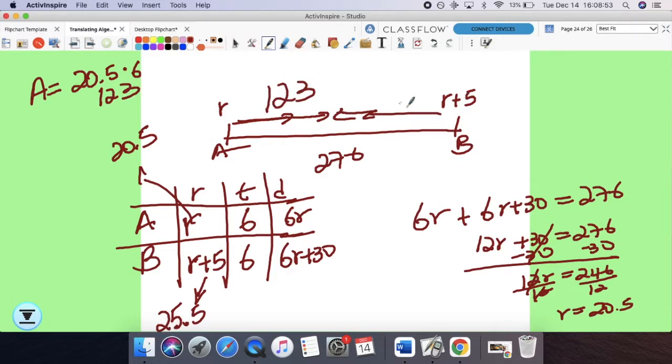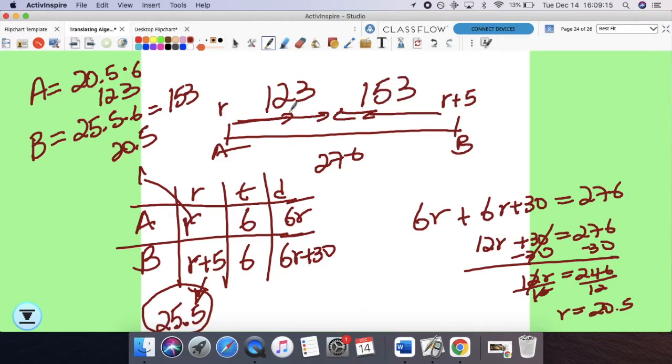Obviously, car B travels a difference of 276 minus 23, but let's just make sure. So car B, this is speed, right? So again, 25.5, and if you multiply that by 6, you get 153 miles. So car B, who was a little faster, obviously covered more distance. And if you think about it, 123 plus 153 does indeed give you 276. So looks like we're good so far.